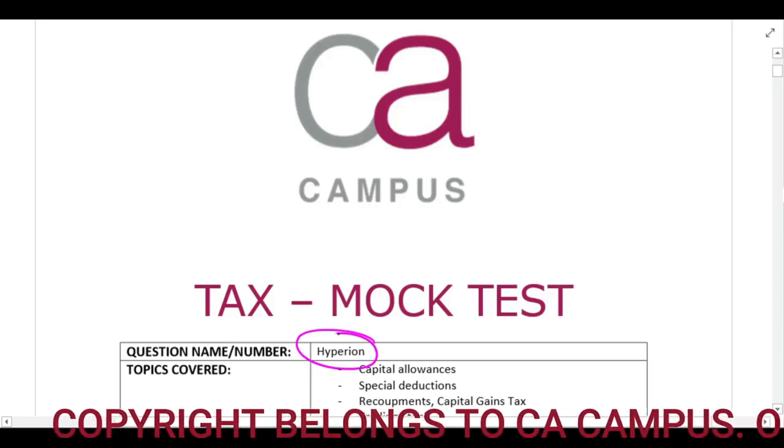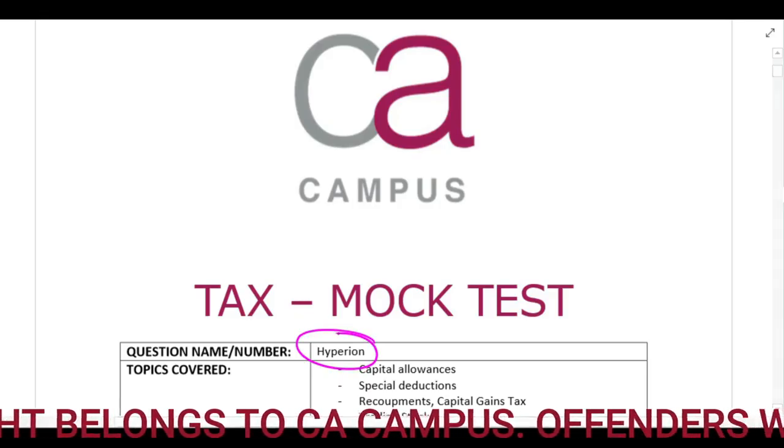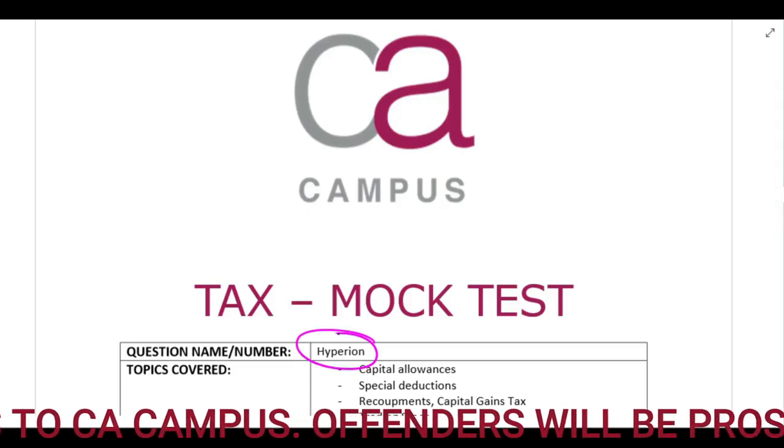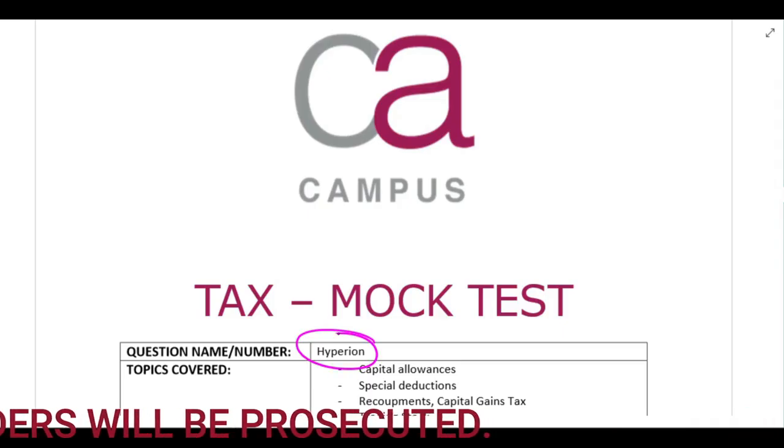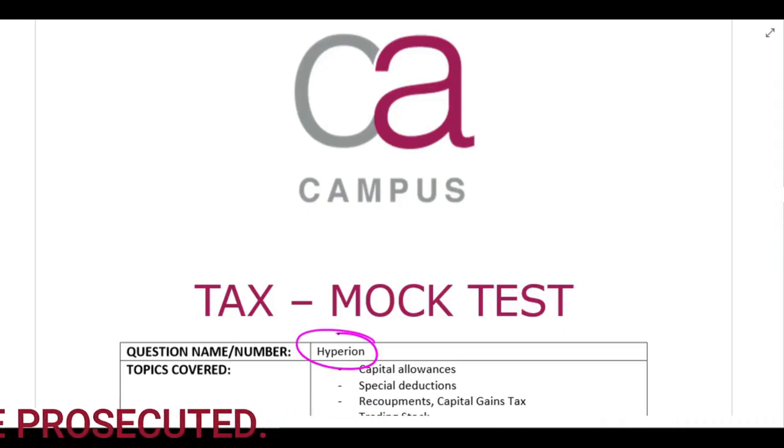Please attempt this question yourself first, mark yourself strictly to the suggested solution, and identify all the areas where you went wrong so that you can fix it before going into the test. Don't watch this video if you've not yet attempted the question, otherwise you'll spoil it. Please do the question yourself first.